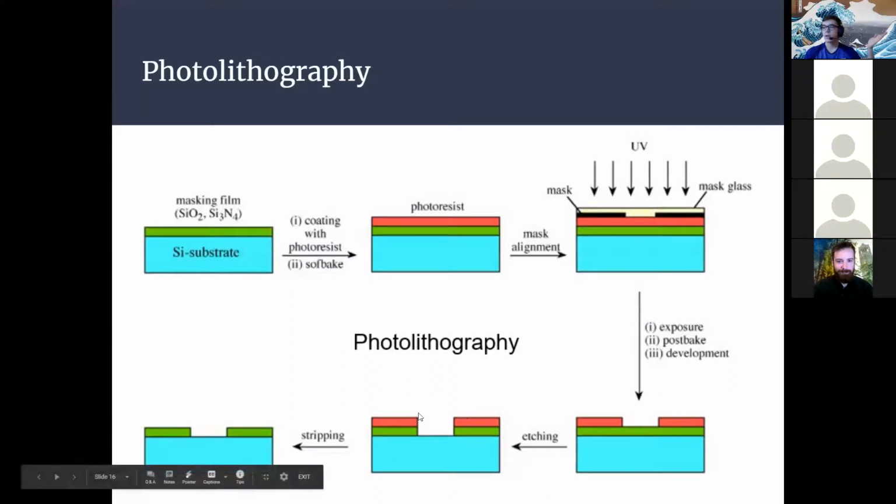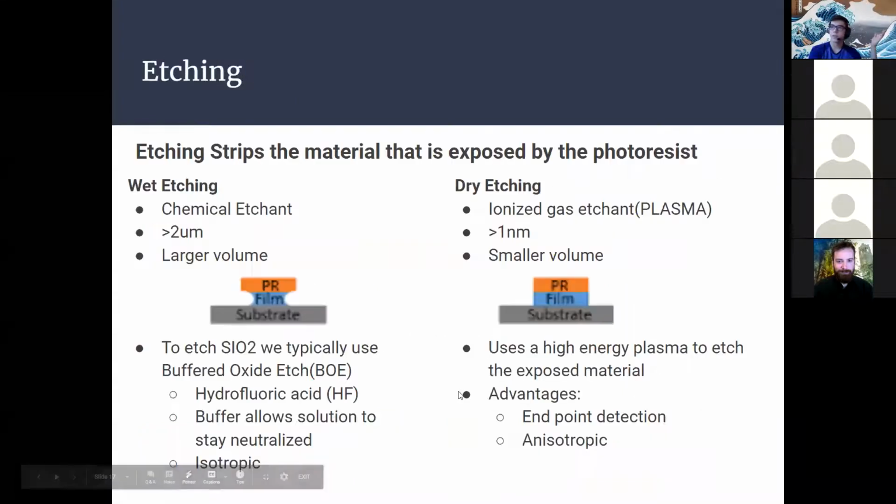And then from there, you can go to etching, which will then go through the oxide layer, which we will now discuss. So you can either have wet etching or dry etching. Wet etching is a chemical etching. It's usually some form of hydrofluoric acid. It usually has an etch rate of around 2 micrometers per second.